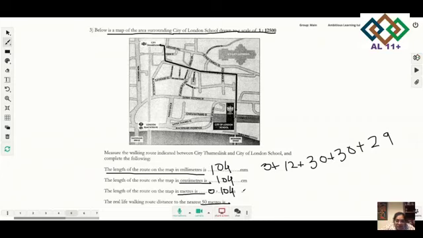In meters, we just have to think in real life. Basically, you are thinking what's happening in real life, yeah? In meters.